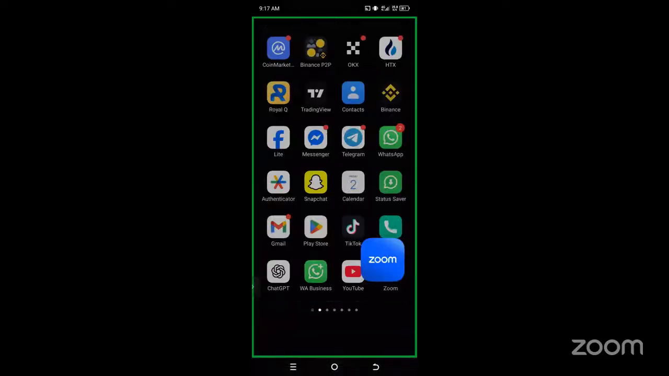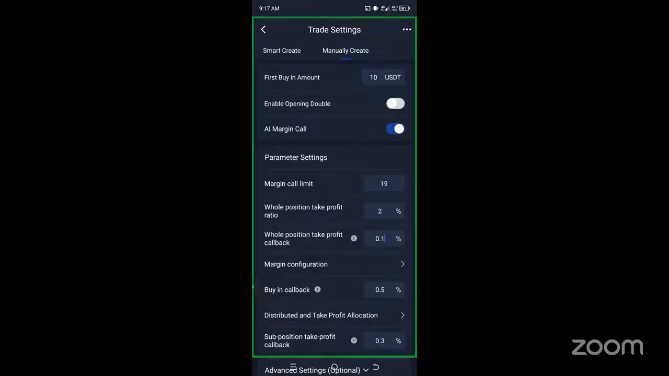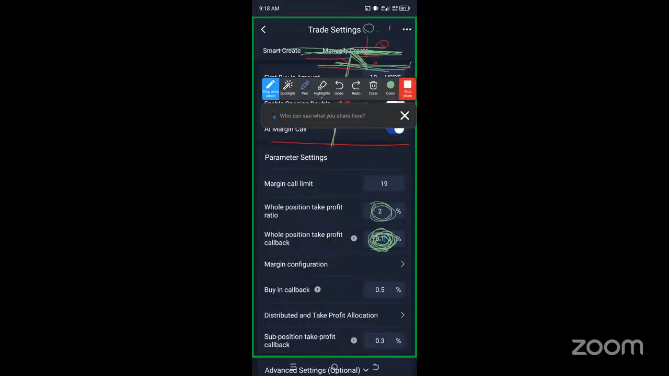I'm about to come to the end of my lesson because I don't want to teach a lot of things. Tomorrow I will come back and resume from margin configuration. This is where we will learn.